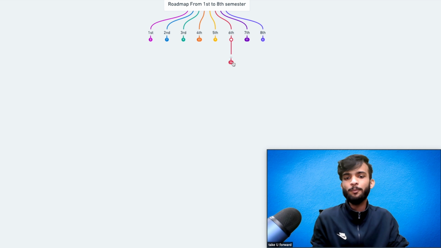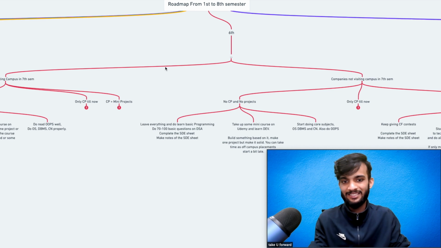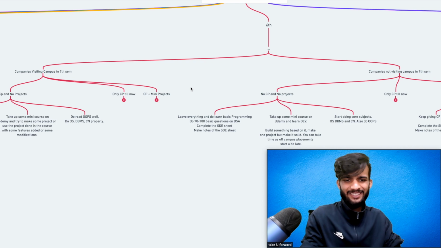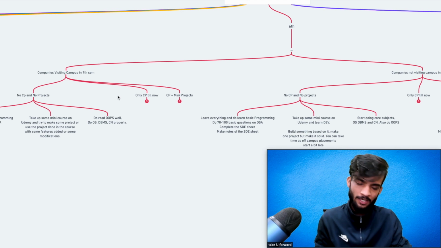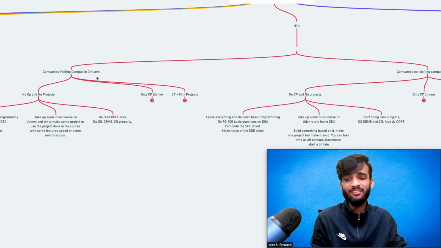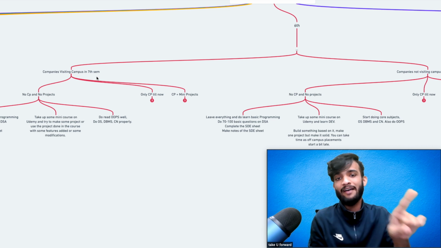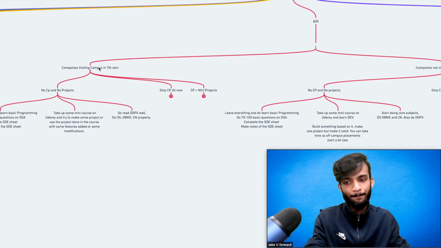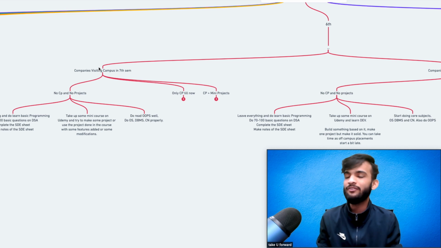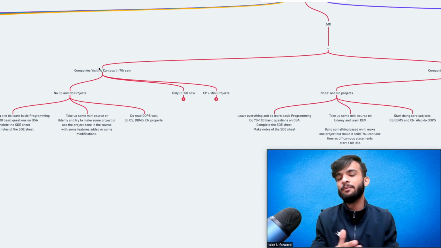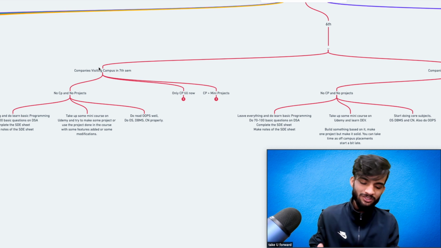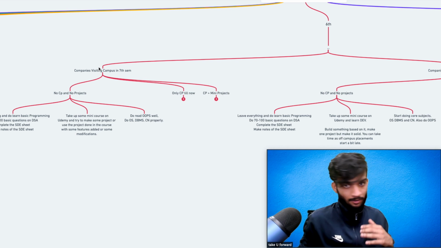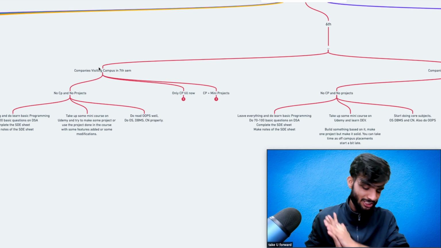Now let's check out the roadmap of sixth semester. Yes, that's going to be a huge one, because in your sixth semester there are companies visiting campus. Now if there are companies visiting campus in seventh semester and you have not done CP and no projects, what you need to do is very simple. Leave everything in the world. Yes, leave everything in the world and start doing basic programming at GFG. Do 70-100 problems on basic programming, and after that start doing the SD sheet.